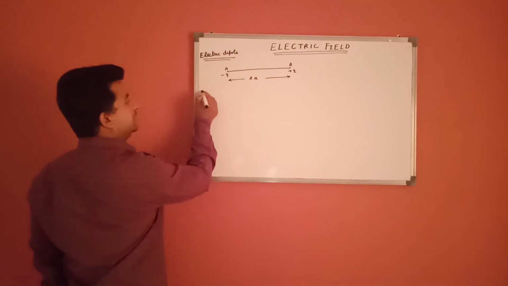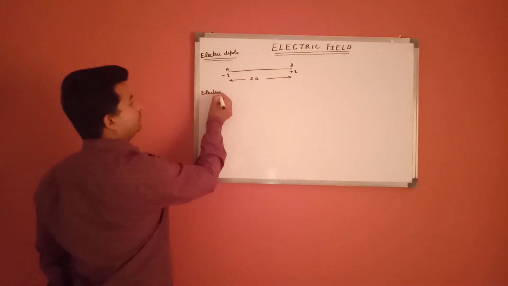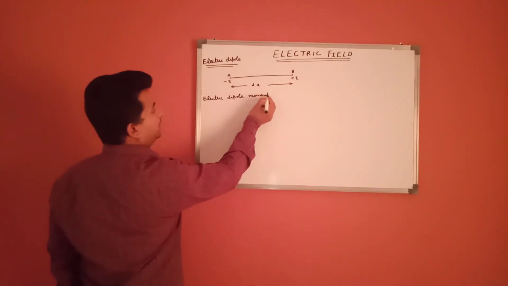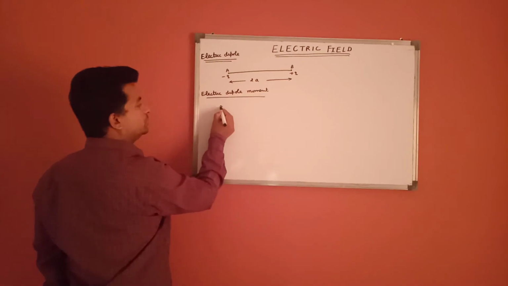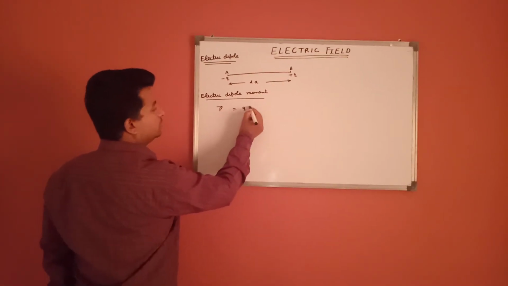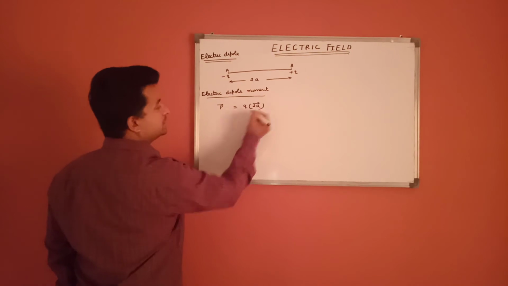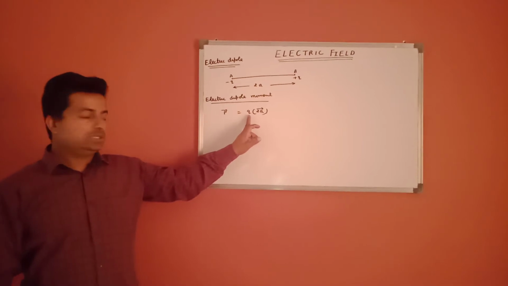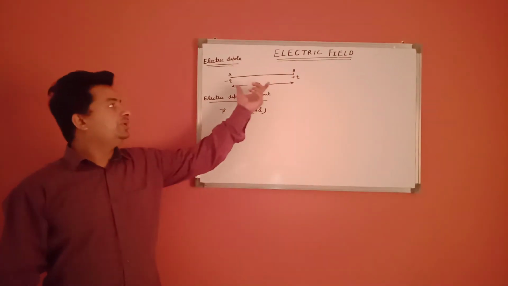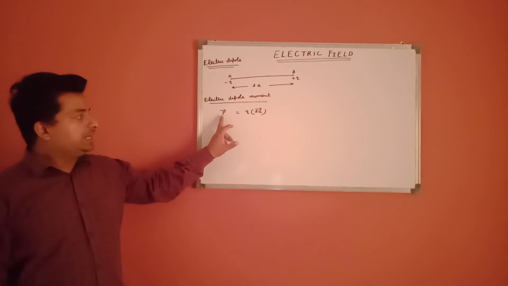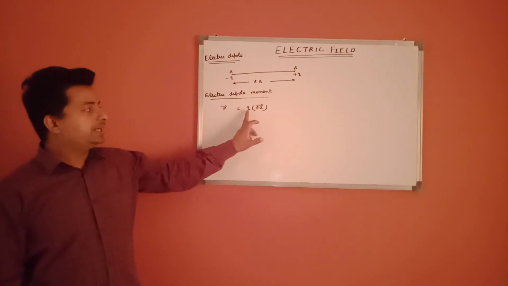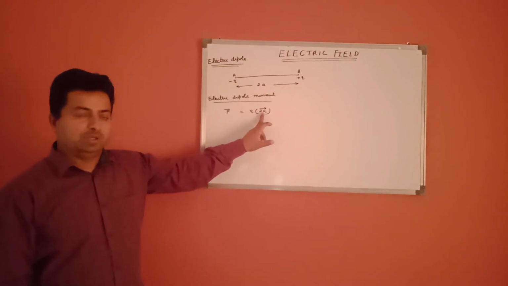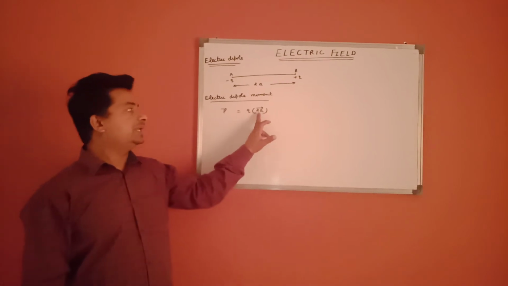The next one is the electric dipole moment. The definition is simple. It is denoted by the symbol P. P is equal to q into 2a. In this, P is called the electric dipole moment, q is called the charge, and 2a is the distance between the charges of the dipole. Electric dipole moment is defined as the product of either charge and the length of the dipole.